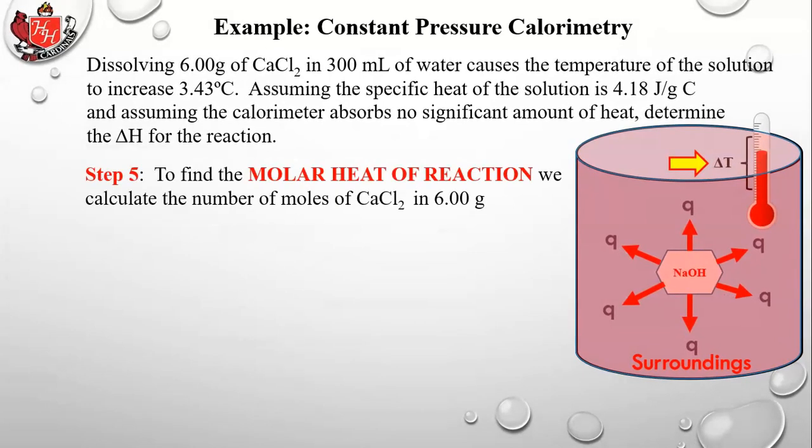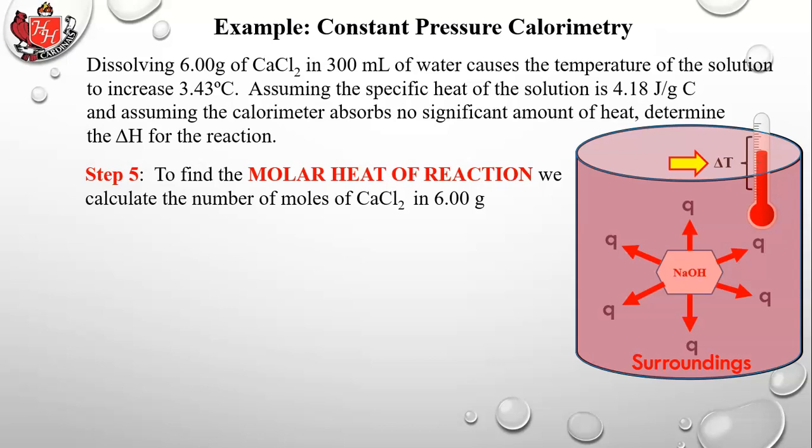Step 5. Now, we just picked a random amount of calcium chloride, 6 grams. Why do we pick 6 grams? Who knows? We just chose 6 grams. But we want to know the amount of heat of a standard amount of calcium chloride. And a standard amount we've used throughout this class is a mole. So what is the heat if we used 1 mole of calcium chloride? We want to make that calculation. And that's called the molar heat of reaction.